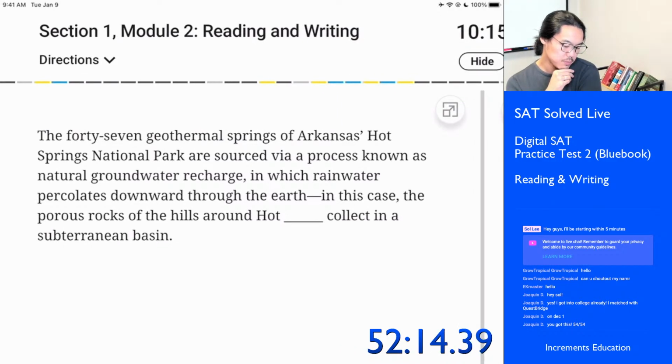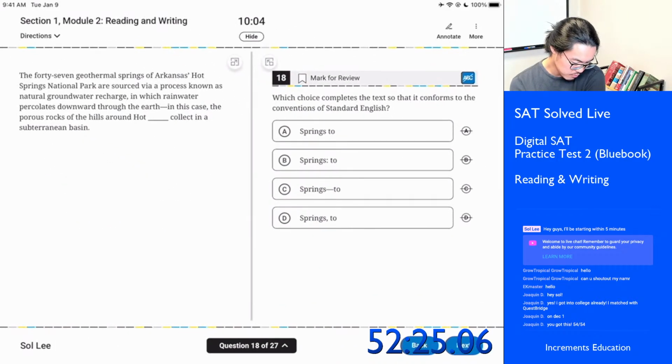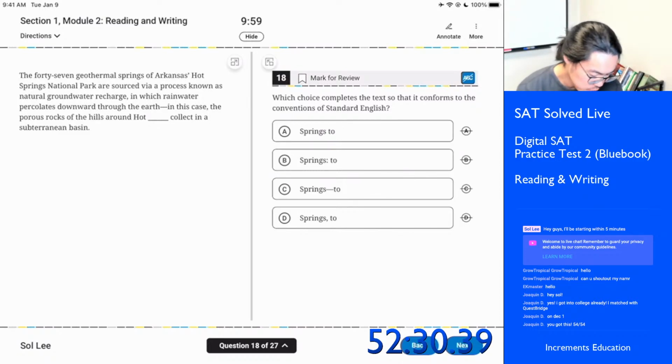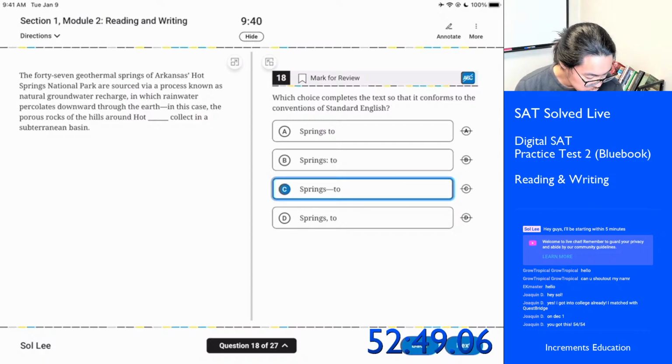The 47 geothermal springs of the national park are sourced via a process known as recharge, in which rainwater percolates downward through the earth. In this case, the porous rocks of the hills around the hot springs. The grammar. Yeah, for grammar, it's hard to do this. I have to just read it like this. Okay, I'm not going to zoom in. The 47 geothermal springs are sourced via a process known as recharge, in which water percolates downward through the earth to collect in a subterranean basin.